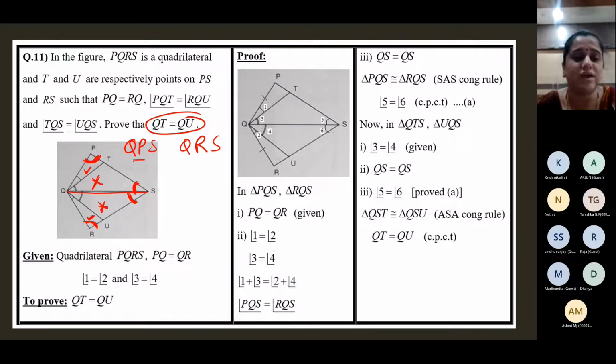You'll have to take up these two triangles, QPS and QRS. For that, you have sufficient information. Show that the triangles are congruent, get the result through CPCT, and then take up any one of the other two pairs you have. Prove that they're congruent and you will get QT is equal to QU.